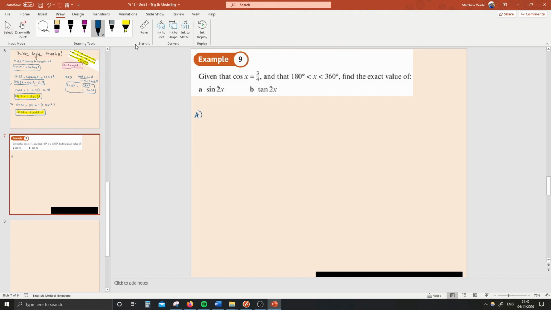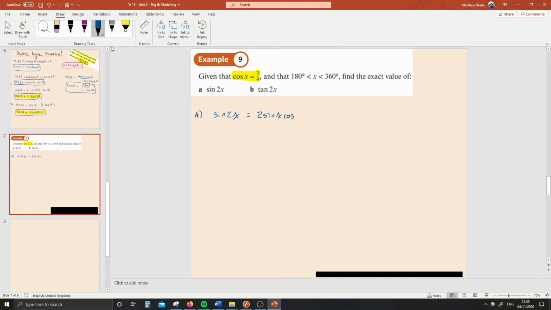A, sine of 2x. Well, we are not given anything really of use here, because all we're given is that cos of x, which isn't even the angle that we're looking at, is 3/4, and it's between 180 and 360, so it's a big reflex angle. But all we've got is sine of 2x. If only sine of 2x would turn into something more useful. Oh yeah, it's 2 sine x cos x.